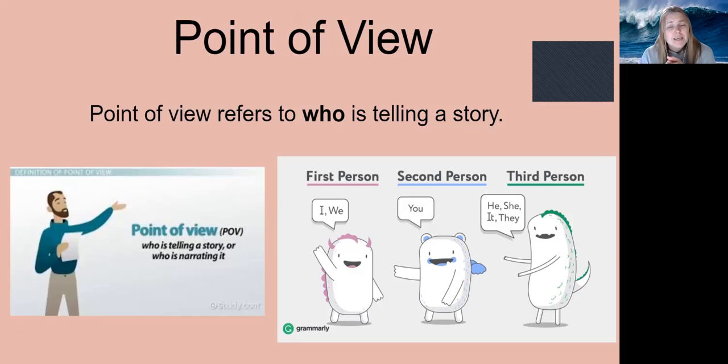Second person is unique. You often see these in advertisements where it's telling you to choose your own adventure or you must quit smoking, and it's kind of forcing. It's actually you're the narrator. You're the one that is telling the story based off of the text.